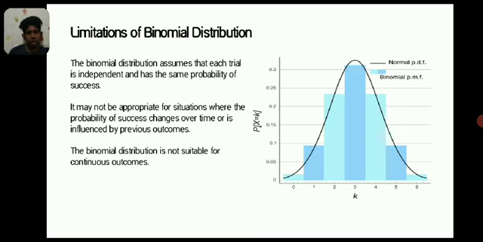The limitations of binomial distribution. The binomial distribution assumes that each trial is independent and has the same probability of success. It may not be appropriate for situations where the probability of success changes over time or is influenced by previous outcomes. The binomial distribution is not suitable for continuous outcomes.